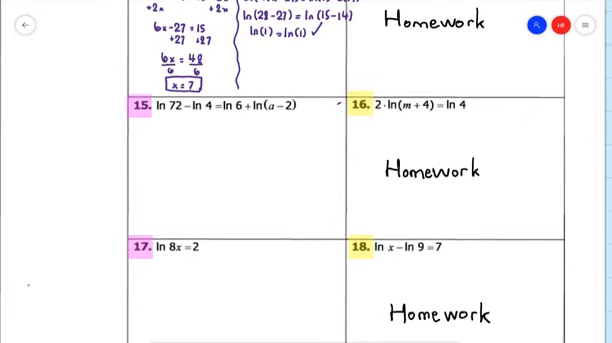Now number 15, we've got these 2 logs on the left, 2 logs on the right. So what I'm going to do is condense the left side, condense the right side, so that way I have 2 logs that equal each other. So this is ln, we've got minus, so 72 over 4 equals ln 6 times a minus 2.